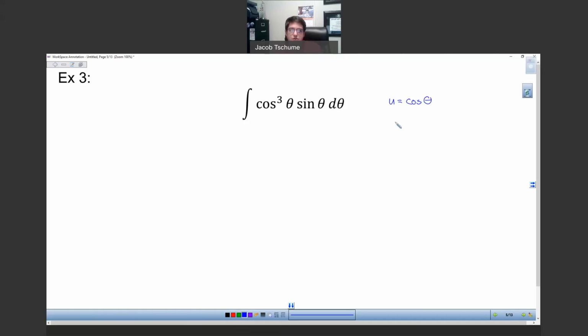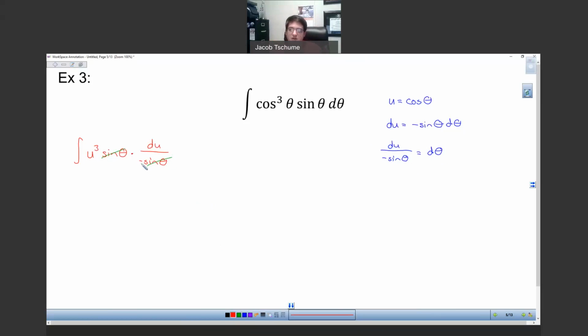And then I'm going to use my differentials idea to solve for everything else. So du would be negative sine theta d theta. Getting d theta by itself, I can divide both sides by negative sine theta to say that du over negative sine theta is equal to d theta. Substituting all this information in, you should be able to write this as the indefinite integral of u cubed times sine theta times du over negative sine theta. Very nicely, the sine thetas do cancel.